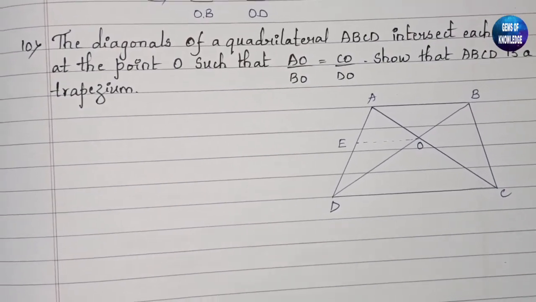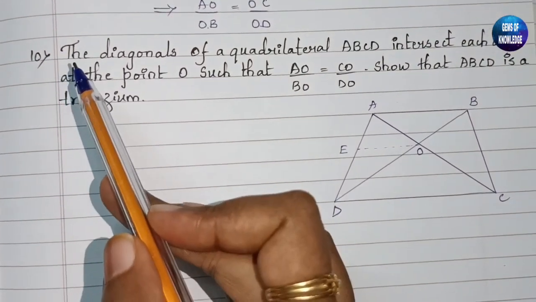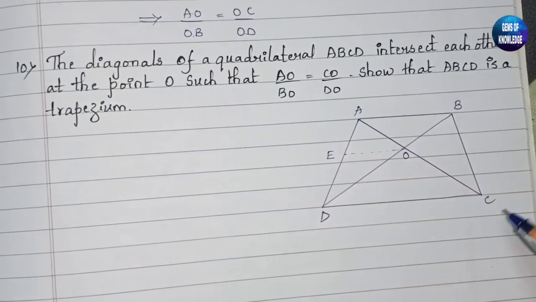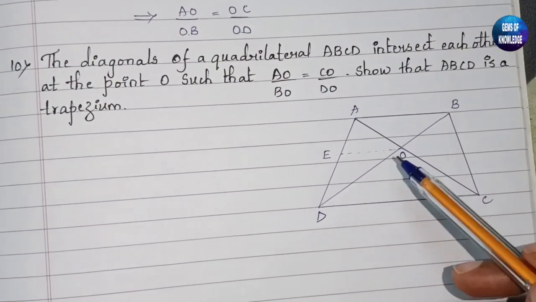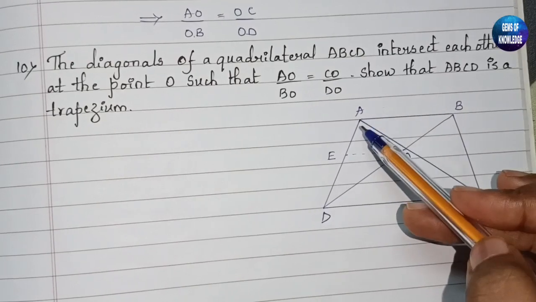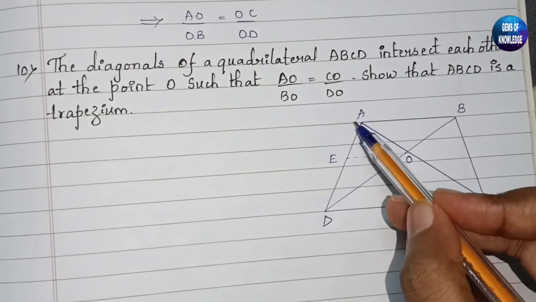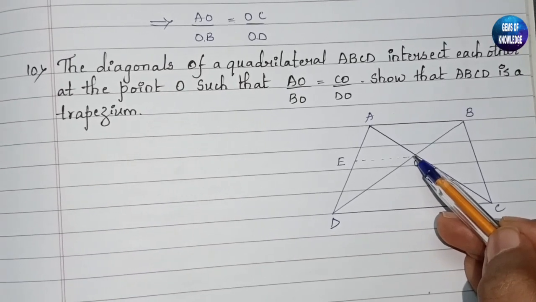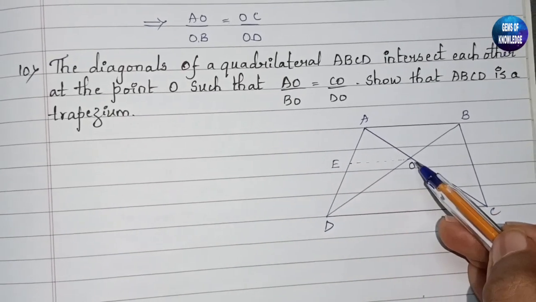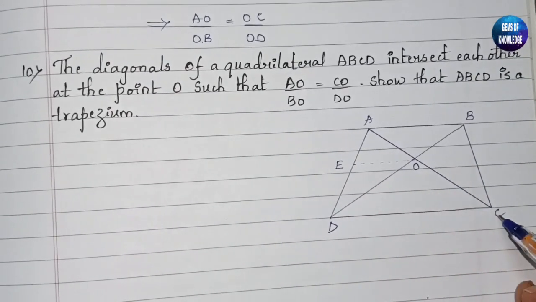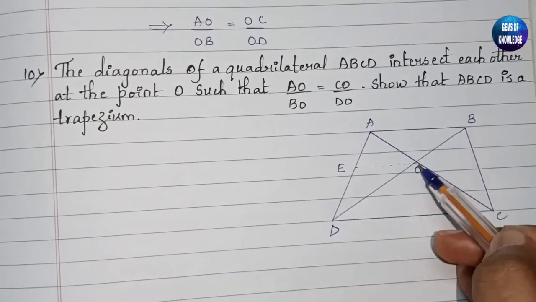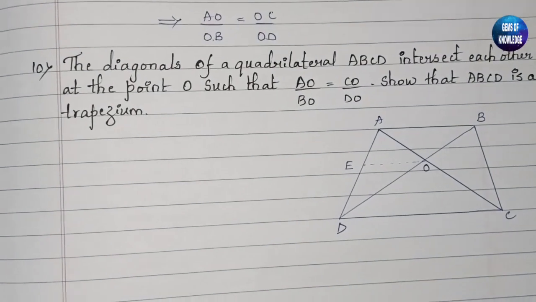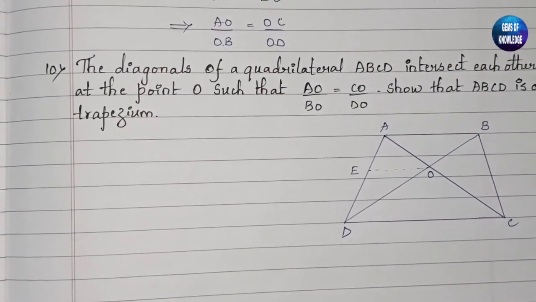Okay, so now you can see the last question of this exercise, that is the diagonals of the quadrilateral ABCD. Here a figure is roughly drawn by me itself. ABCD is a quadrilateral and the diagonals of the quadrilateral are intersecting each other at a point O, such that AO divided by BO is equal to CO divided by DO. What we need to show here is that ABCD is a trapezium.